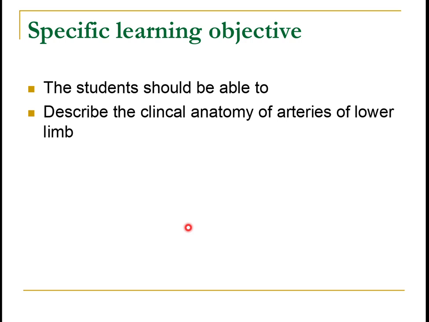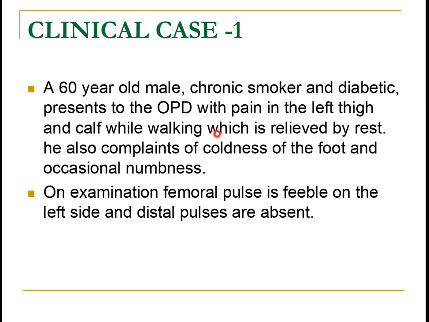Coming to the specific learning objective, the student should be able to describe the clinical anatomy of arteries of lower limb. Coming to the first clinical case, a 60-year-old male chronic smoker and diabetic presents to the OPD with pain in the left thigh and calf while walking, which is relieved by rest. He also complains of coldness of the foot and occasional numbness.